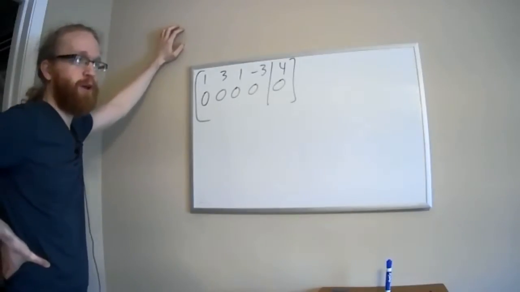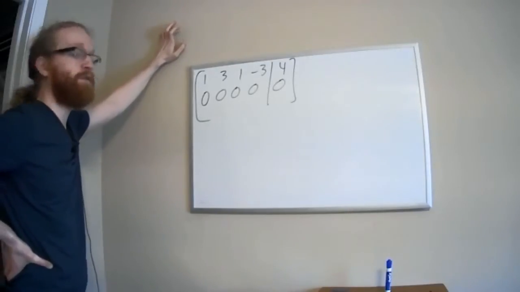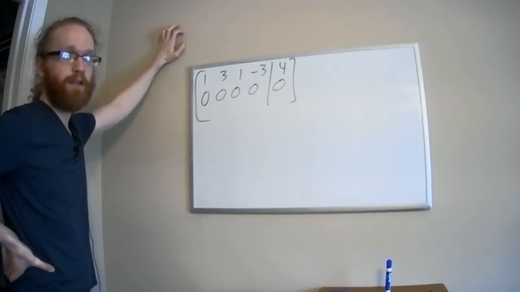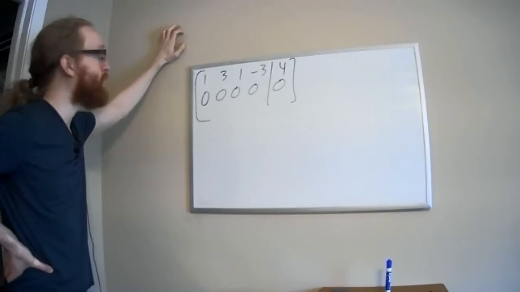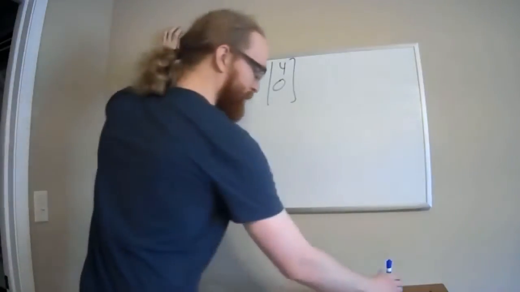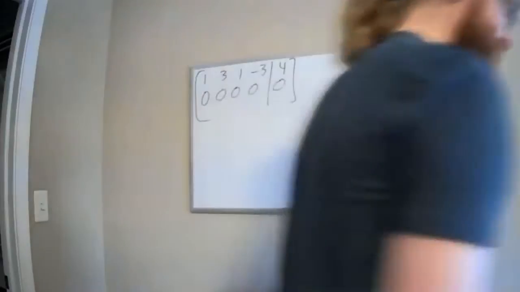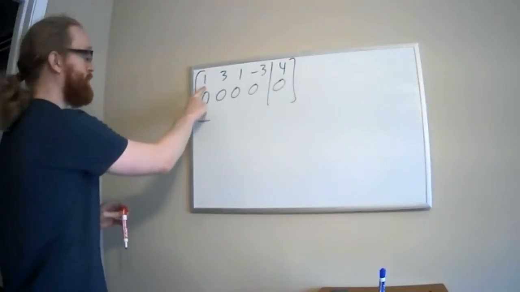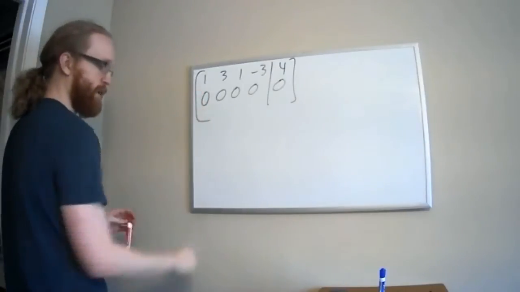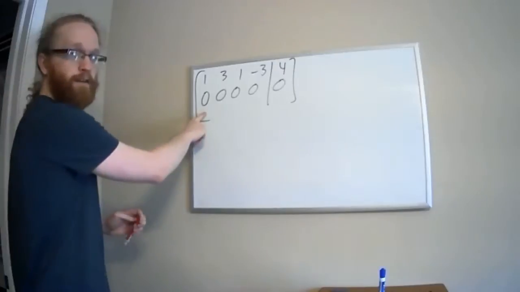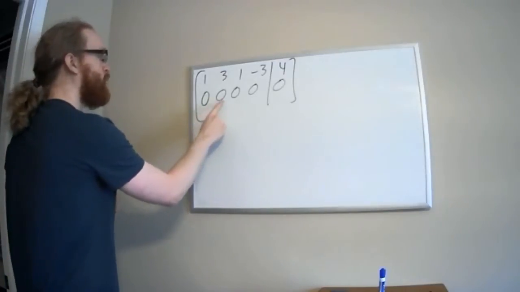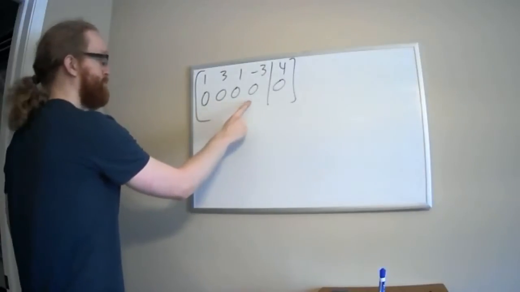Remember that an arbitrary parameter is a variable whose column does not have a leading one in it. So I'm looking for columns that don't have leading ones for my arbitrary parameters. So which ones are those? Well, where do I not have a leading one? In this first column, I have a leading one. It's right there. So x, this is the x column, is not an arbitrary parameter. But no other column has a leading one.